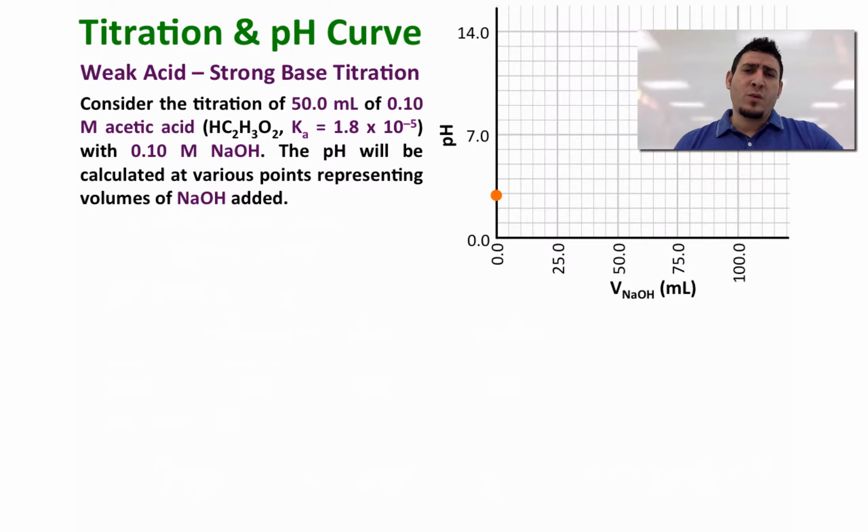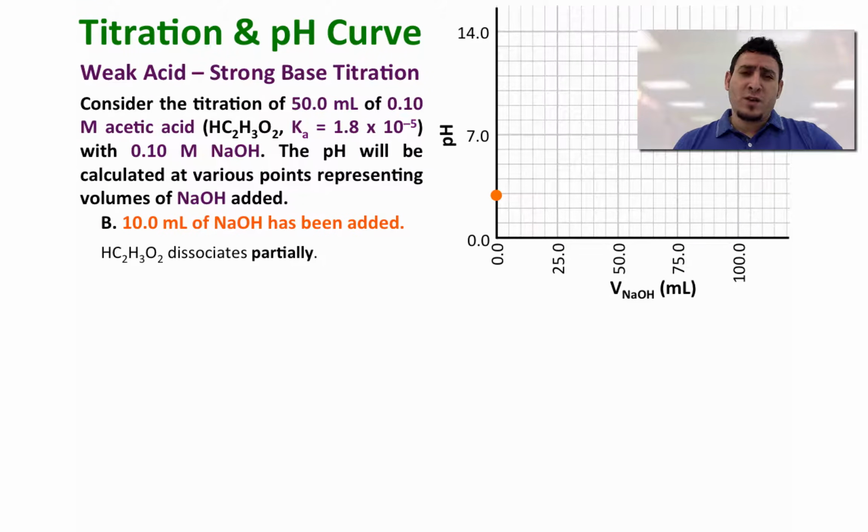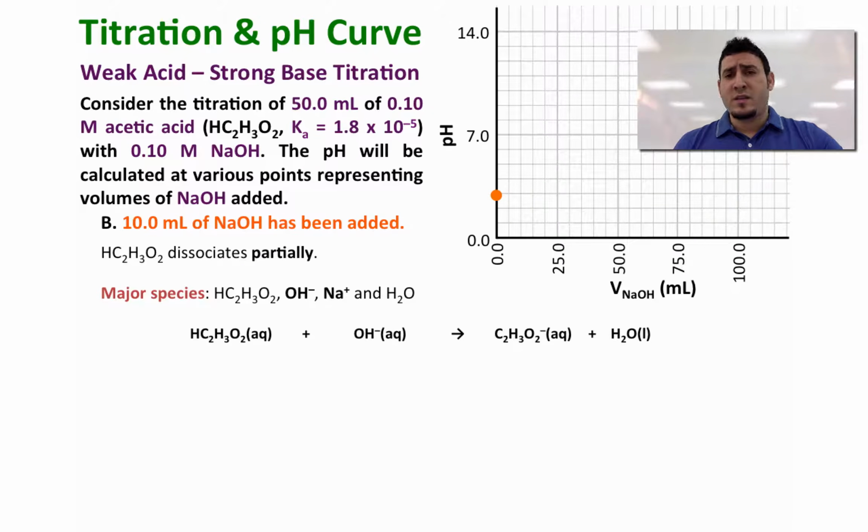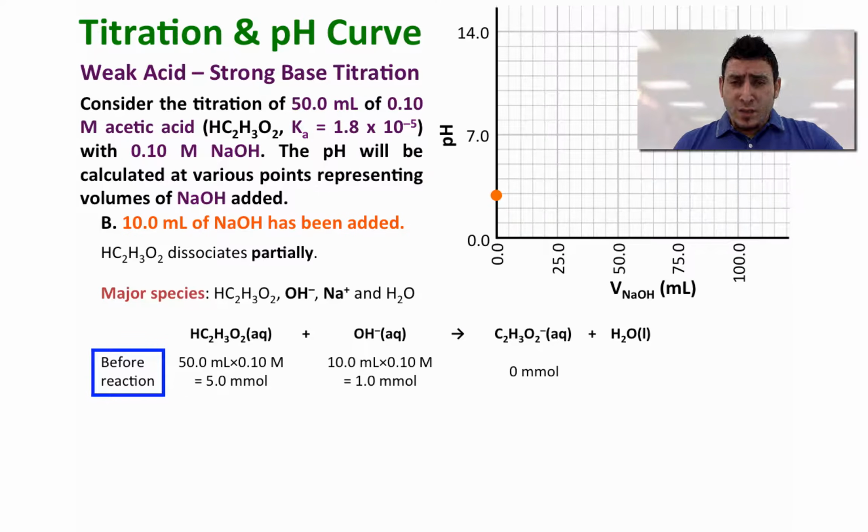Now what happens when we add 10 milliliter of sodium hydroxide? So now the major species are the acetic acid, hydroxide, sodium ion, and water. First I will have to deal with the stoichiometry problem, where I assume that the reaction between the acetic acid and the OH- is complete, and therefore I can look at the number of moles before, where I have 5 millimole of acetic acid, calculated from the molarity multiplied by volume.